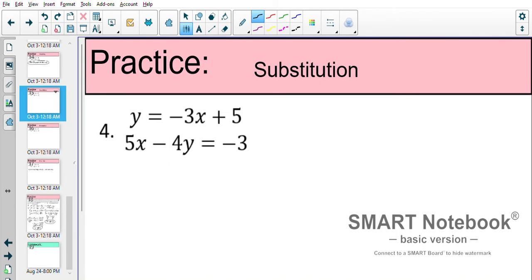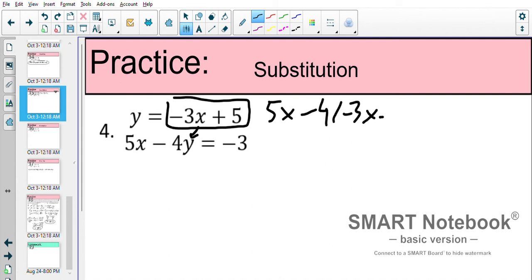Question number 4 is ready to go, set up for substitution already, so that's the method that I'm going to choose to use first on this. The y value is equal to negative 3x plus 5, so we can replace the y in the other equation with that value. When we do, we end up with 5x minus 4 times negative 3x plus 5. And over on the other side, we have a negative 3. We need to distribute to be able to get that out of parentheses.